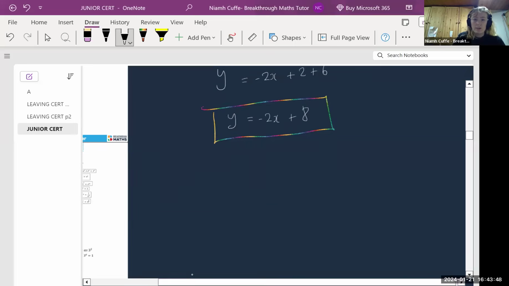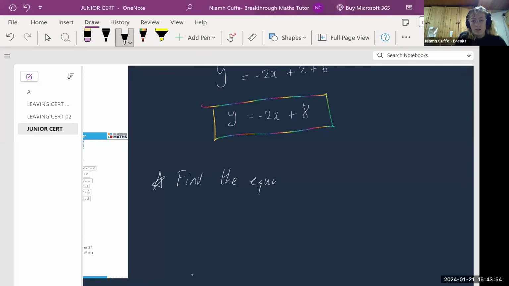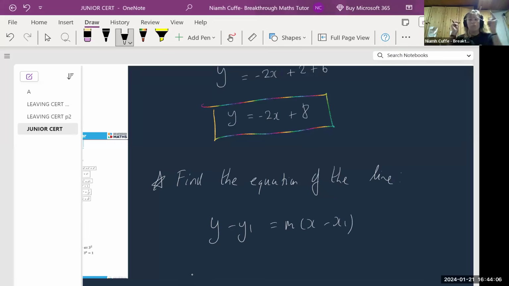The first thing is, if the question says, find the equation of the line, then ding, ding, ding, it's the formula we just did. y minus y1 equals m(x minus x1). That's always the formula you're using if you're trying to find the equation of the line.